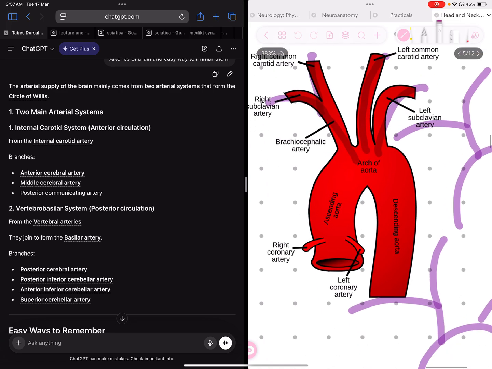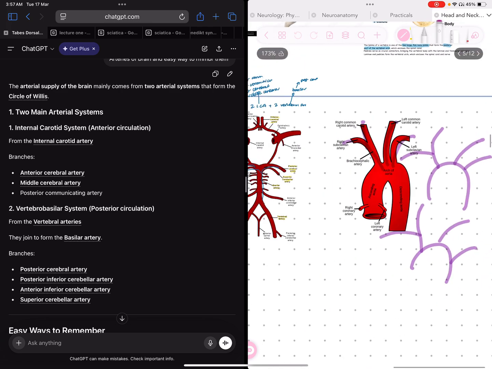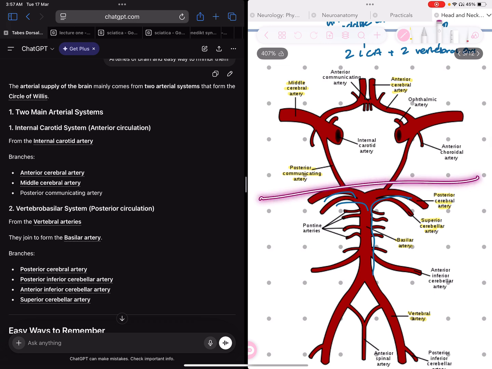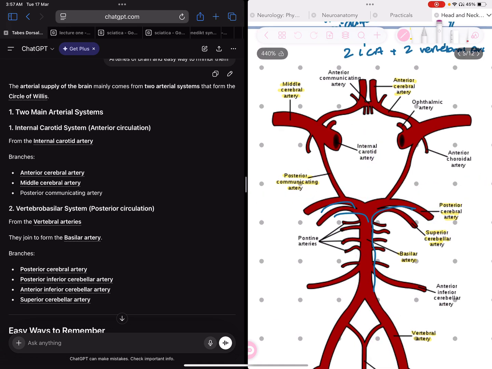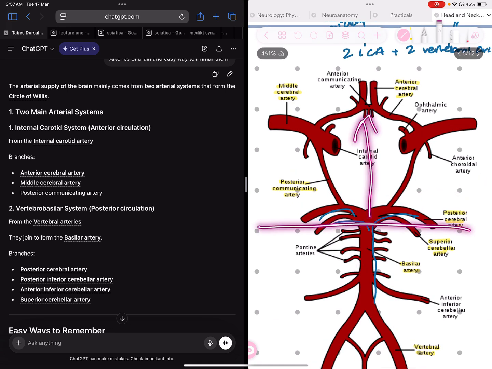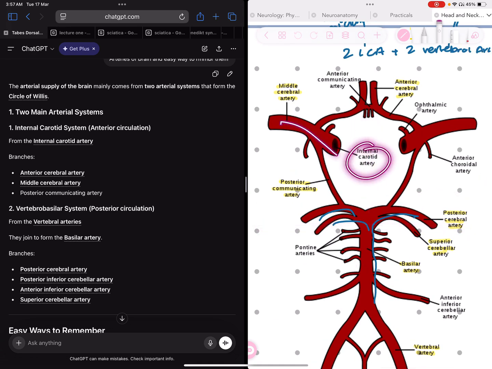Now, when you talk about the blood supply, you look at it in two aspects. One is the anterior aspect, the other is the posterior aspect. And bear in mind that the posterior cerebral artery comes in the posterior aspect, right? Now, when you talk about the anterior aspect, that is mainly supplied by the internal carotid artery. So here's your major internal carotid artery. So basically, if there's the arch of aorta here, this is your internal carotid artery going, right?